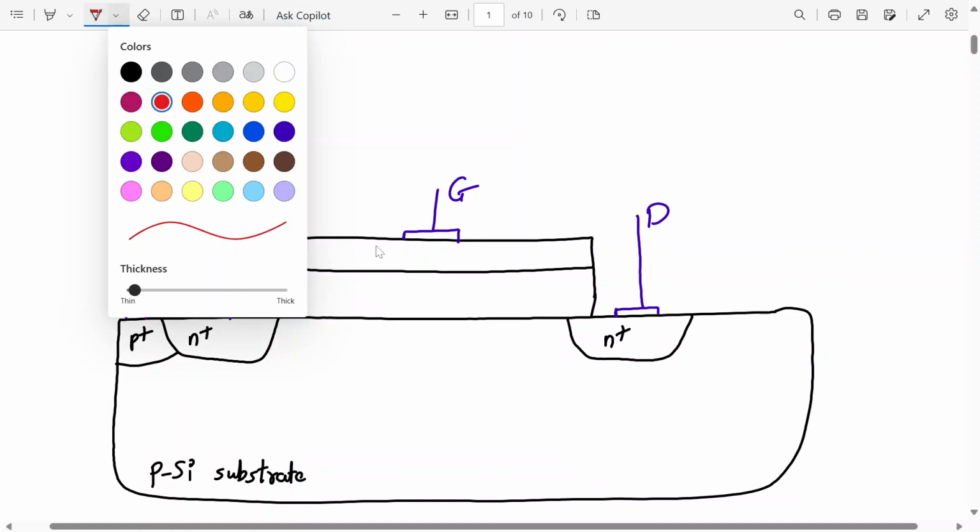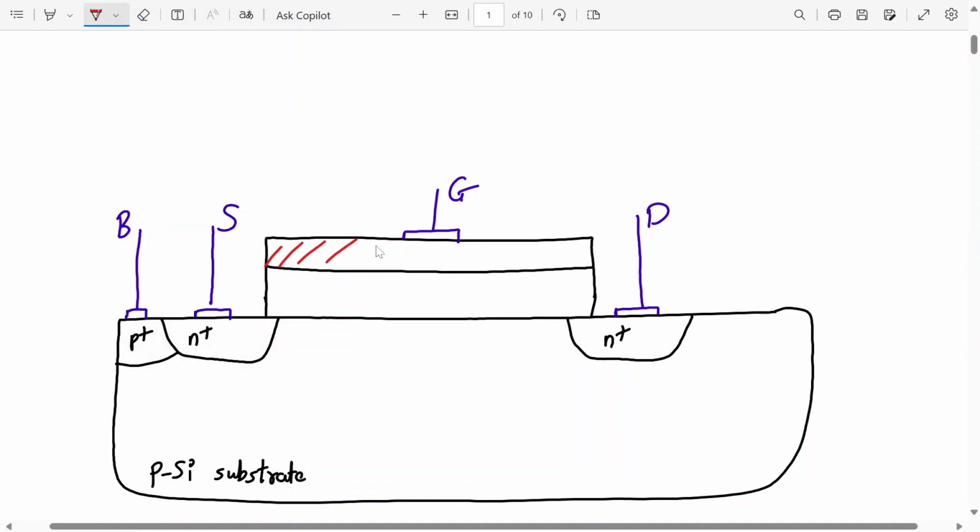Okay, so this is my gate terminal made up of metal or polysilicon. So this is my gate, and this is my oxide layer, which I am marking with dots. Alright, I am not marking it, but this is my metal, oxide, and this is my semiconductor.